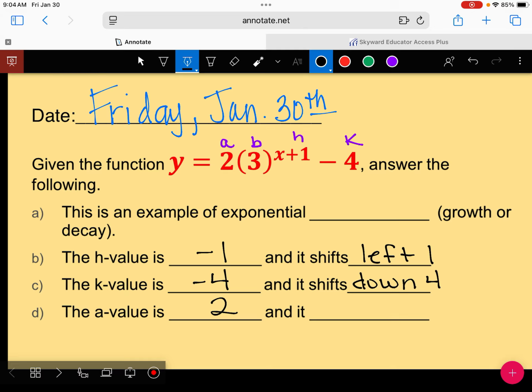A is positive 2. Does that make it stretch or compress? Stretch. Okay, Michael. I got one person with me. That's all I need is one though.